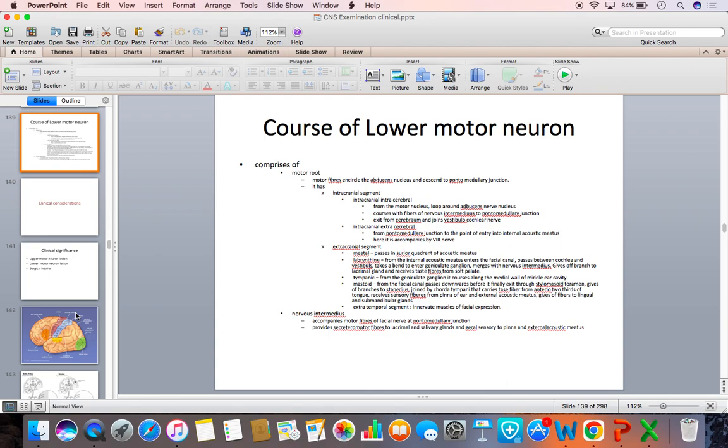Coming to the extracranial segment. Extracranial segment is from the point it enters into the internal acoustic meatus, during its course in the petrous part of the temporal bone, till it exits at the stylomastoid foramen. It is subject to injuries. We are going to delve into the various clinical manifestations of the lesions of the facial nerve.